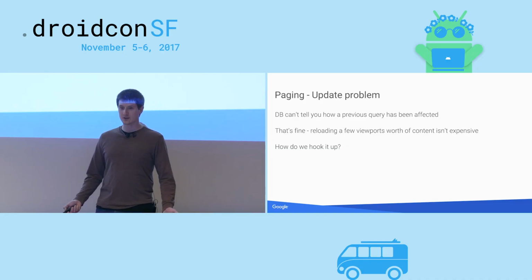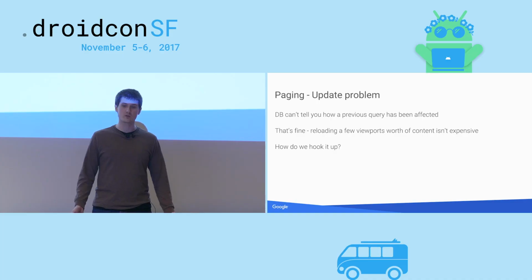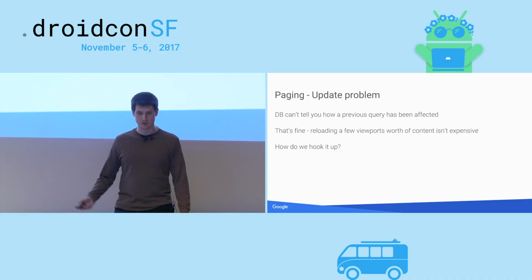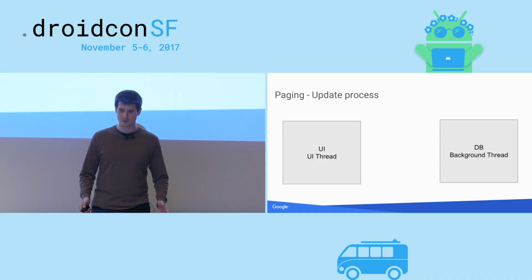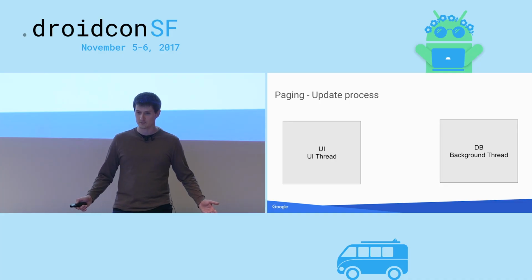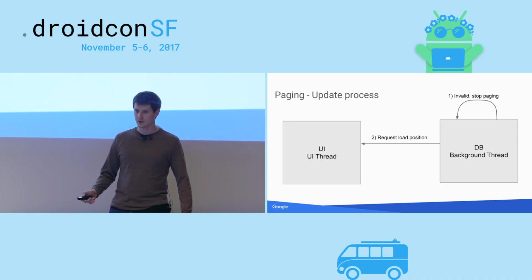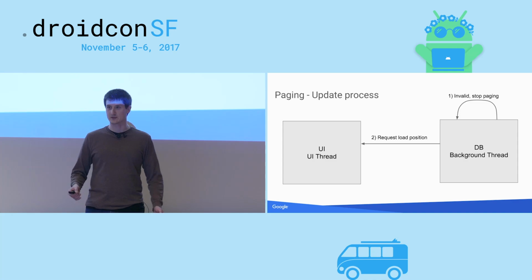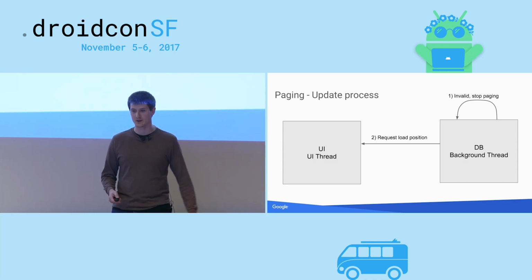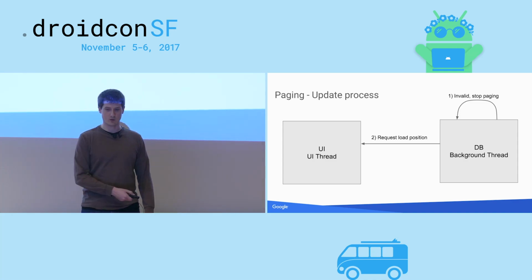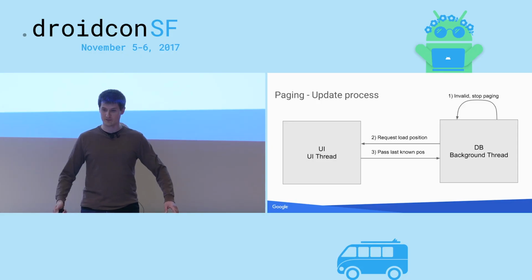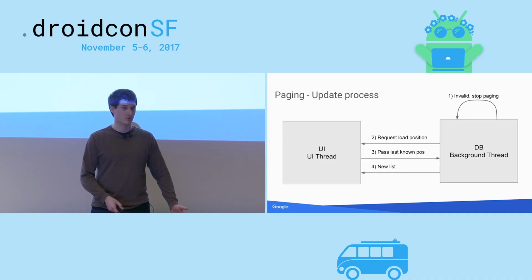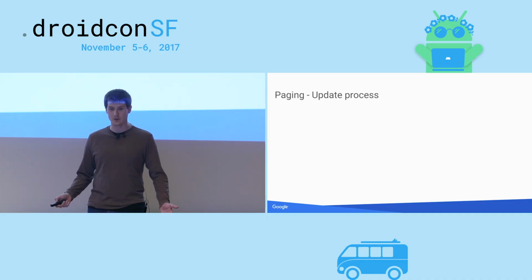However, in reality, this isn't the end of the world. That's actually pretty fine. We can just reload the few viewports around where the user is viewing, and that isn't terribly expensive, and we do that on a background thread. Okay, so what does this look like architecturally when we hook that up? We have the UI thread, we have the database thread. So the database will invalidate itself first because it sees somebody has changed something. The database will send a request over to the UI thread, saying, okay, where do I need to load? And the UI thread will inform it. Then the database can pass the new list over to the UI thread, and that's the update system.